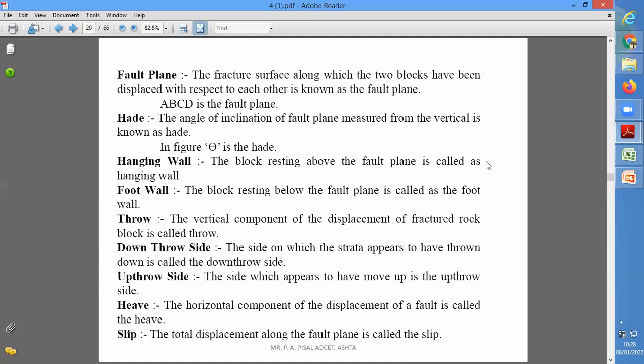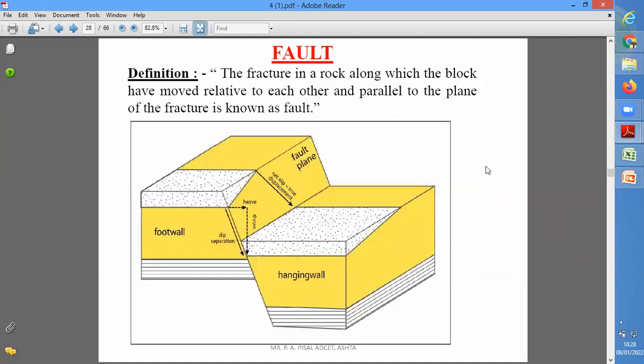Now the next are the up throw side and down throw side. Up throw and down throw. Okay, so just wait, I will show you here. Up throw side and down throw side.